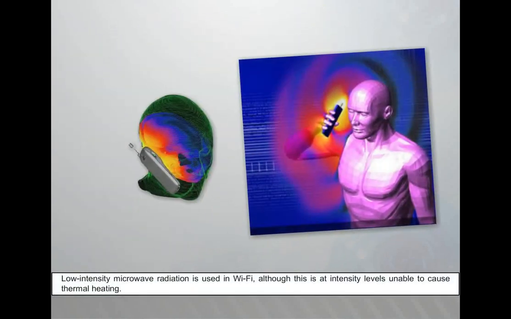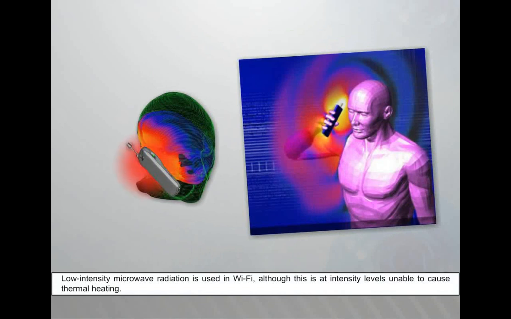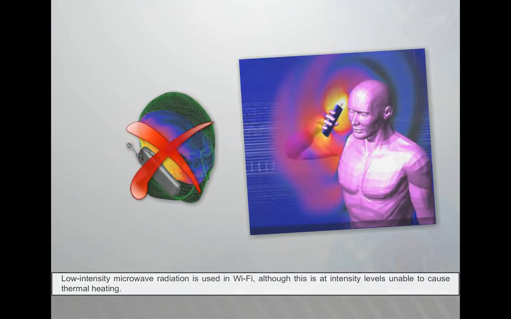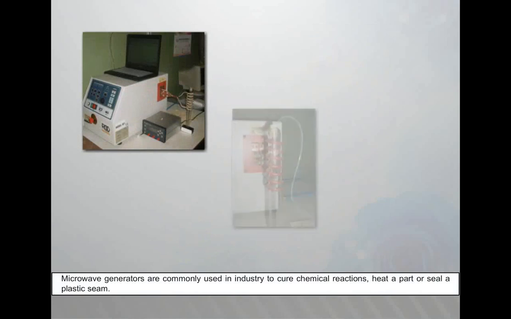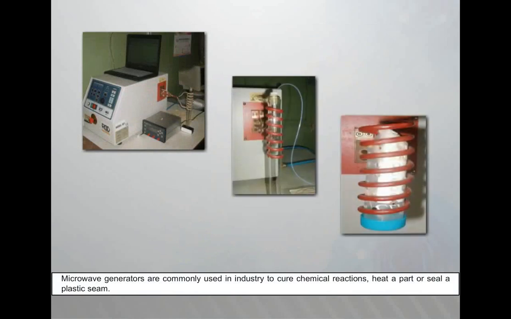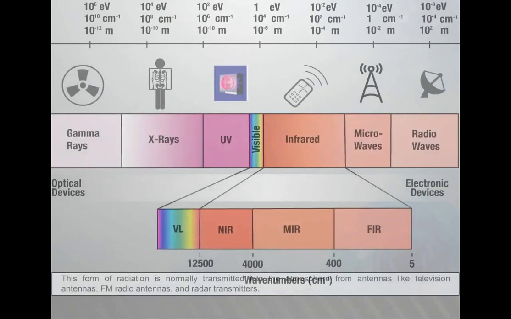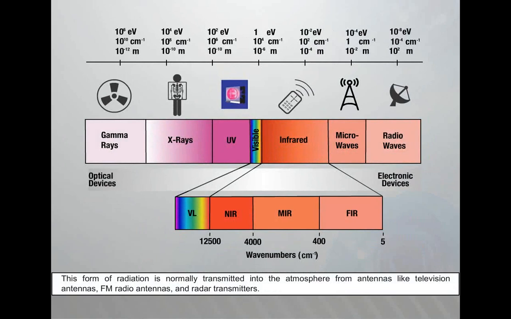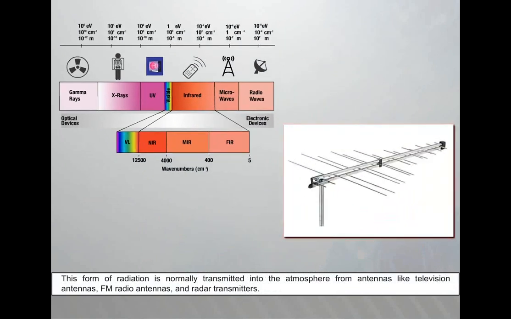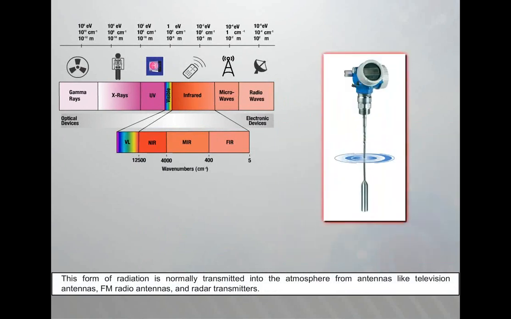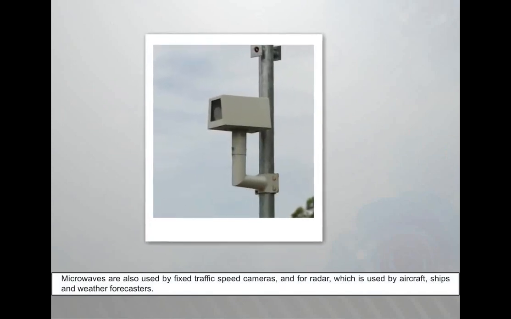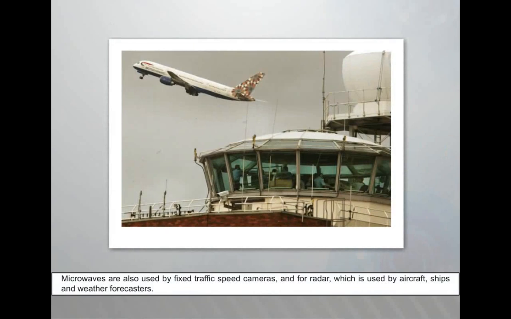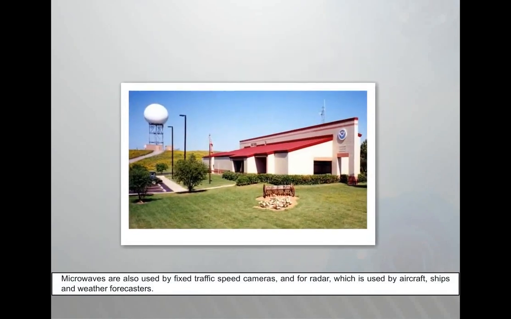Low-intensity microwave radiation is used in Wi-Fi, although this is at intensity levels unable to cause thermal heating. Stars also give off microwaves. Microwave generators are commonly used in industry to cure chemical reactions, heat a part, or seal a plastic seam. This form of radiation is normally transmitted into the atmosphere from antennas like television antennas, FM radio antennas, and radar transmitters. Microwaves are also used by fixed traffic speed cameras and for radar, which is used by aircraft, ships, and weather forecasters.